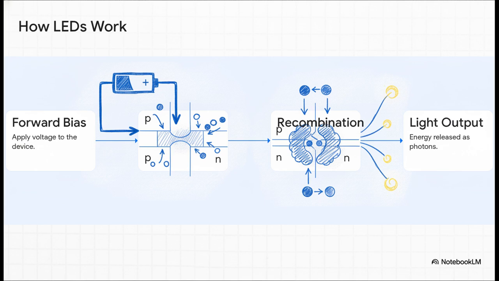But here's the catch. Electrons in the conduction band have way more energy than the holes in the valence band. So to drop down and successfully recombine, they have to shed all that excess energy. And step 4, that energy is released directly outward as beautiful, glowing photons. It's a continuous stream of recombination, giving us a continuous stream of light.